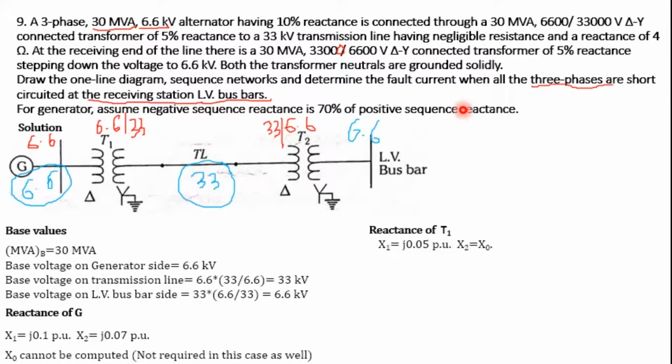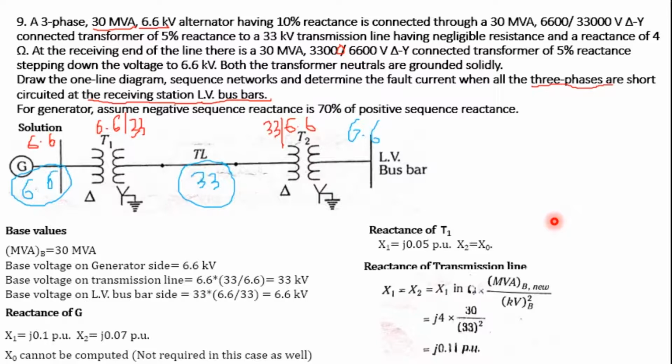The reactance for transformer T1: similarly, we get X1 as 0.05, and X2 equal to X0. For the transmission line, it is 4 ohm as given in the data, the MVA base is 30 and the voltage on the transmission line is 33 kV, so we get 0.11 per unit. For transformer T2, similarly, we get 0.05 per unit, which is equal to X2 and X0.